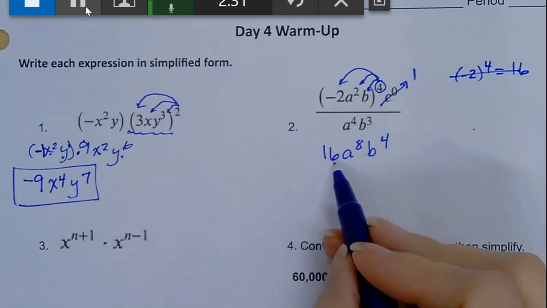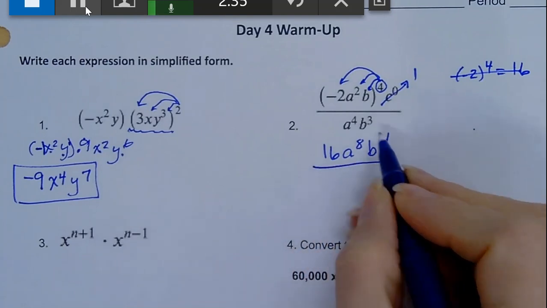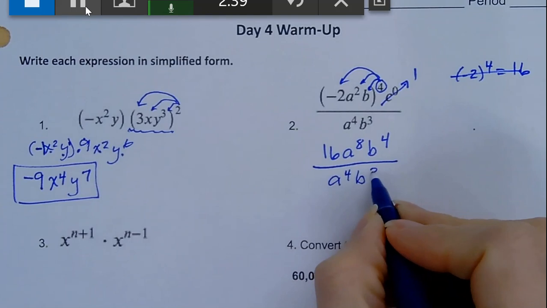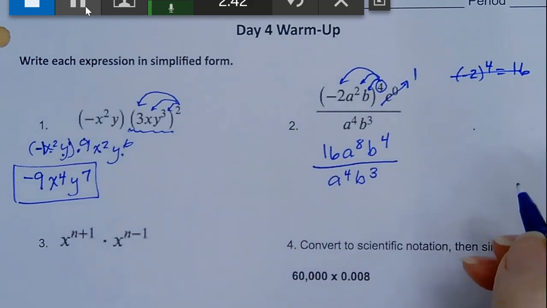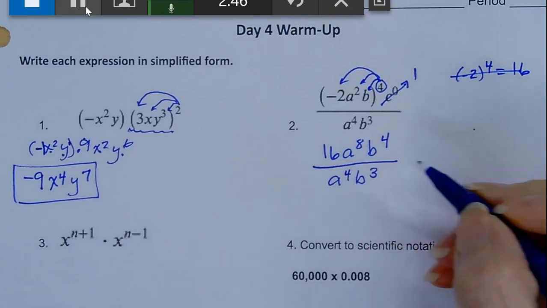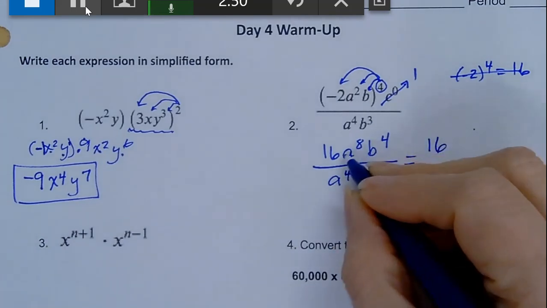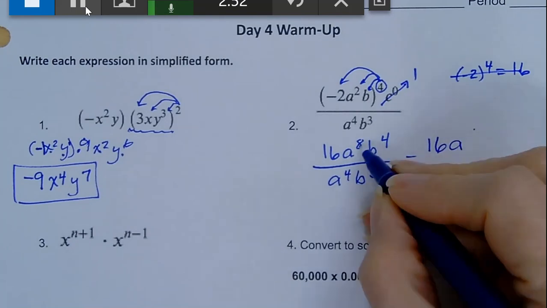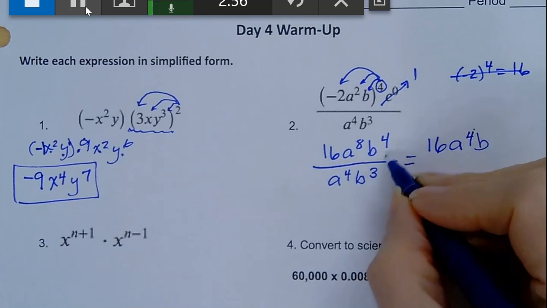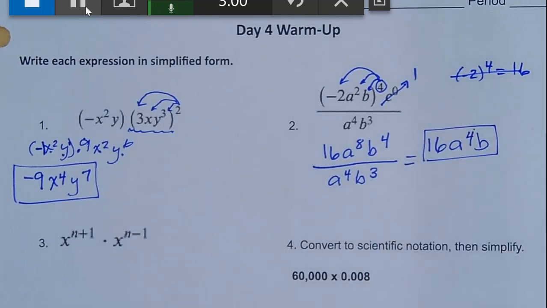All right, so my numerator is 16, a to the 8, b to the 4th, and I still have this denominator to deal with, so I have a to the 4th, b to the 3rd. So now my rules come in handy. And remember, if I'm dividing, I get to take the bigger exponent minus the smaller exponent. So I'm going to still have 16 here, and then I'm going to have a to the 8 minus 4, that's a to the 4, and b to the 4 minus 3 is just b. So that should be my answer there.